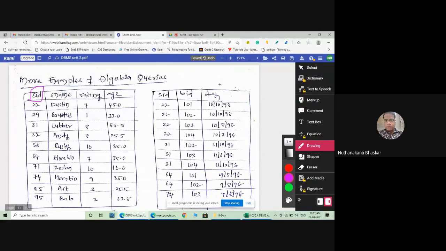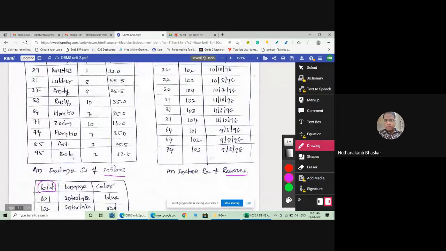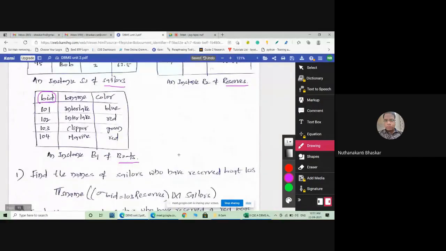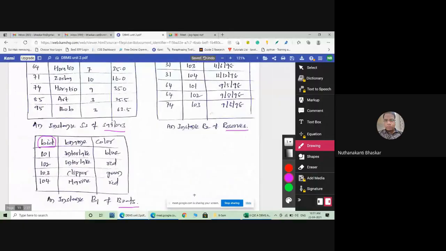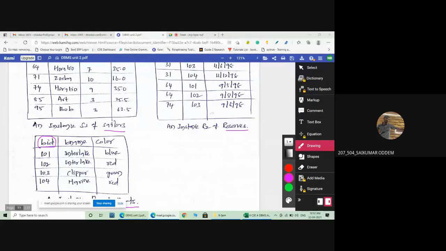This is a relationship. Reserves is the relationship. Sailors is an entity, and boats is another entity. Maybe you can understand. Clear? In such a way you have to design your relation model, whatever I assigned earlier. Understand? Hello? Have you understood?